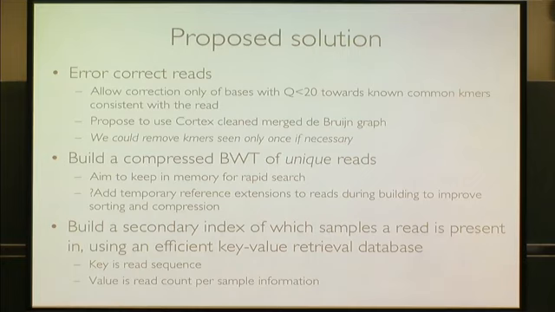So this is a kind of key value database, and there's a lot of technology for doing this. The key is we're just using the read sequence. We don't have any identifiers here. We lose all the identifiers. We use the read sequence to identify itself, and use that as a key to look up the read count per sample. Okay.